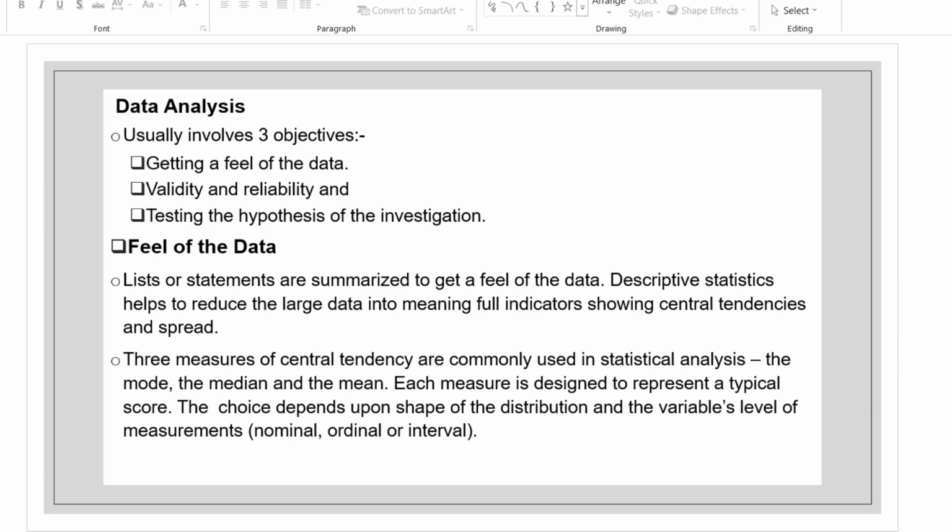Now there are three objectives of data analysis. The first is getting a feel of the data, then validity and reliability, and testing the hypothesis of the investigation. Feel of the data means getting a meaning of the data. We can get a meaning of the data by listing it, or the data can be summarized. Statistical analysis can be used for summarizing the data. Three measures of central tendency, mean, median, and mode, will give an idea about the data, or else we can use deviation, dispersion, and spread for understanding the data. Through this we can get a feel of the data.